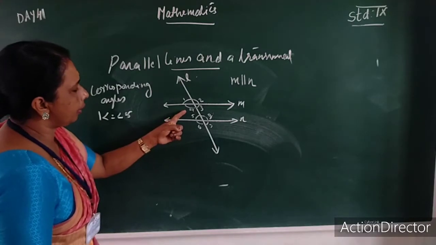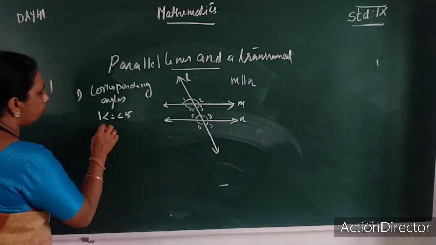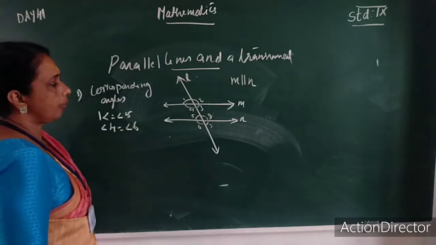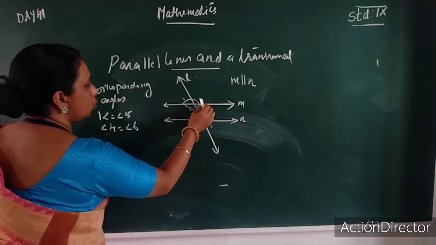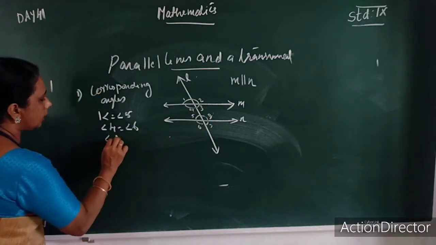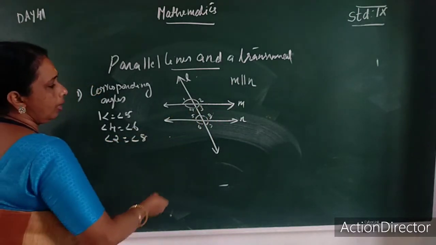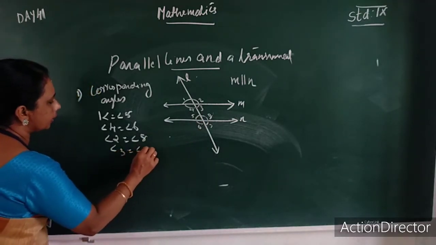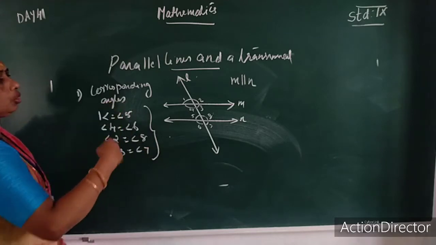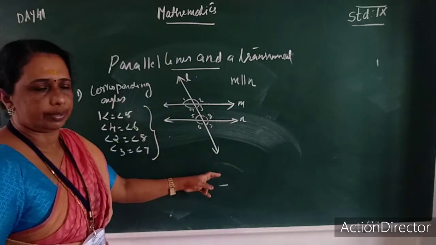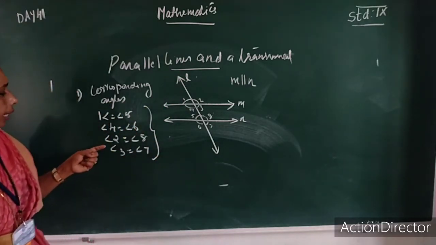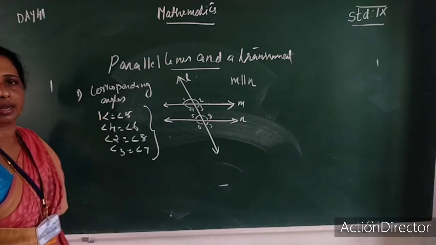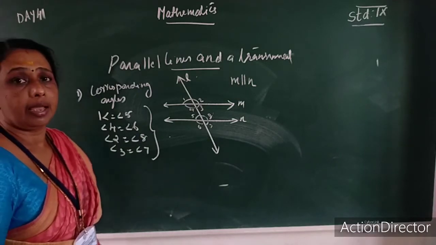And this side, next corresponding angles, angles 4 and 6. Here angle 4 is equal to angle 6. Then this side, corresponding angles 2 and 8. That is angle 2 is equal to angle 8. Then corresponding angles 3 and 7. Angle 3 is equal to angle 7. That is, when two parallel lines are intersected by a transversal, each pair of corresponding angles are equal. Here are 4 pairs of corresponding angles and each pair is equal.